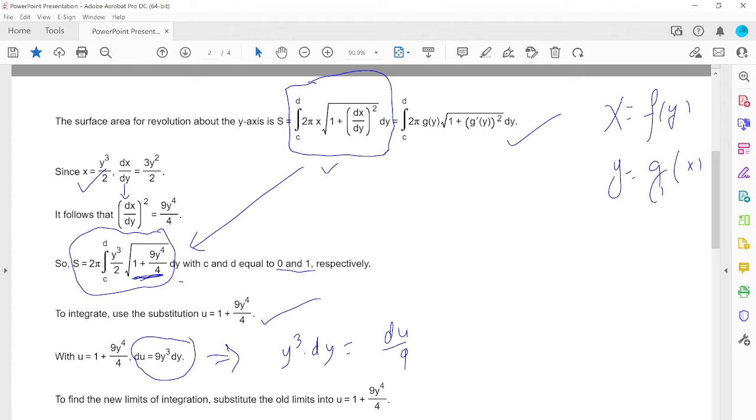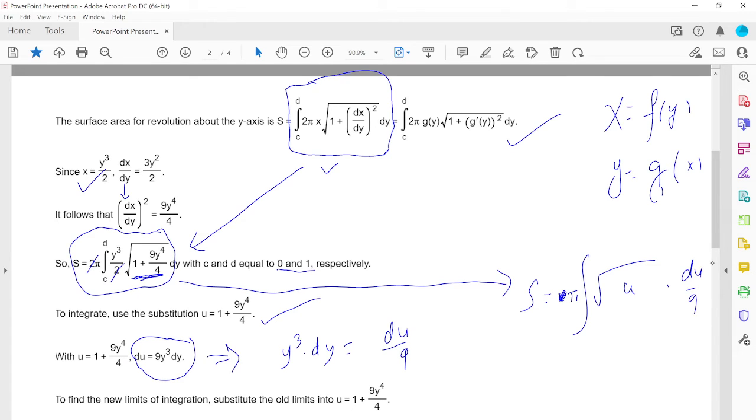Now the surface area is 2π times y cubed over 2, with y cubed dy replaced by du over 9. You can cancel the 2 and the 2, so there is no 2 anymore. So it's the square root of 1 plus, that's u, so the square root of u, times y cubed dy, which is du over 9.